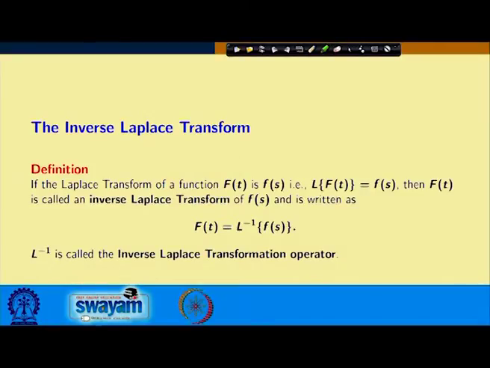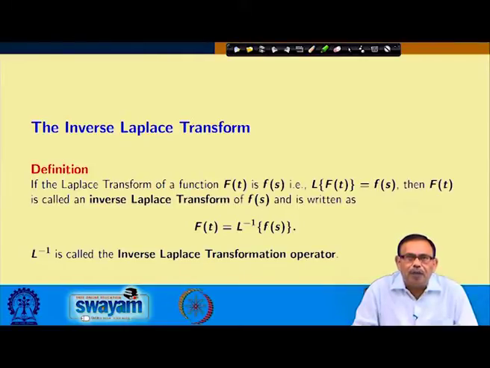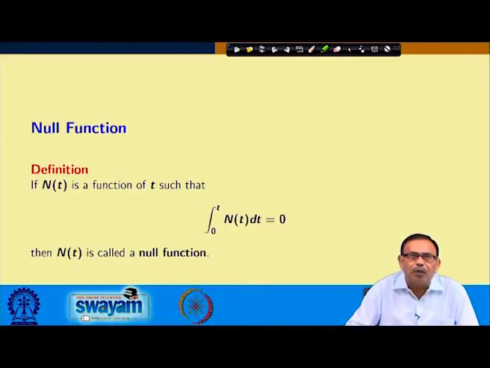The inverse Laplace transform, the definition is, if the Laplace transform of a function f(t) is F(s), that is, Laplace transform of f(t) equals F(s), then f(t) is called the inverse Laplace transform of F(s) and is written as f(t) equals L inverse F(s). So, for any function f(t), if F(s) is the Laplace transform, then the inverse Laplace transform of F(s) is denoted by f(t), where L inverse is called the inverse Laplace transform operator.